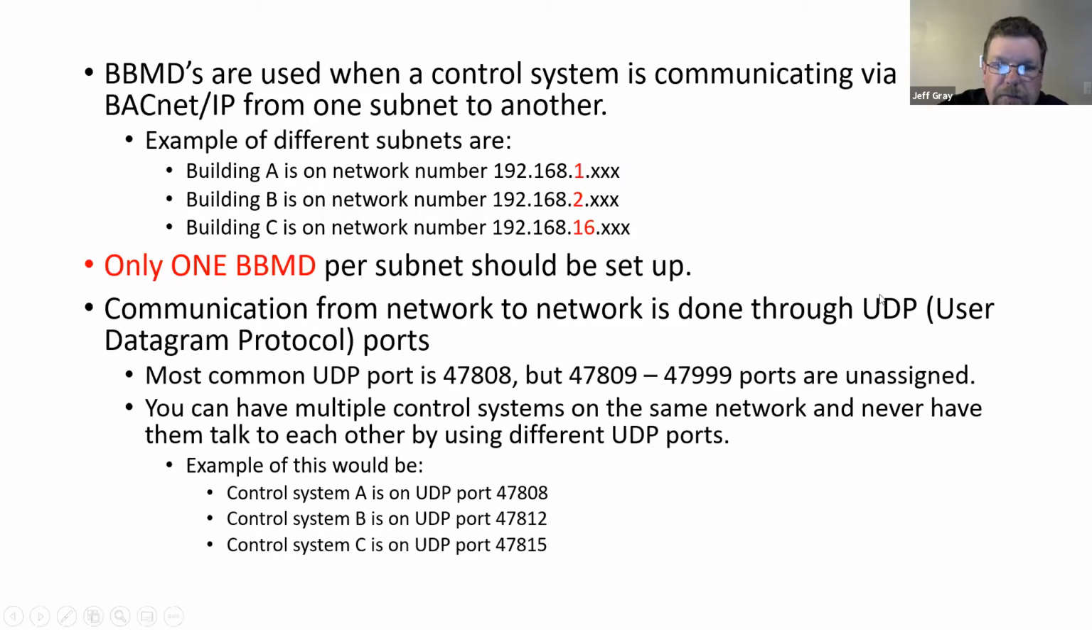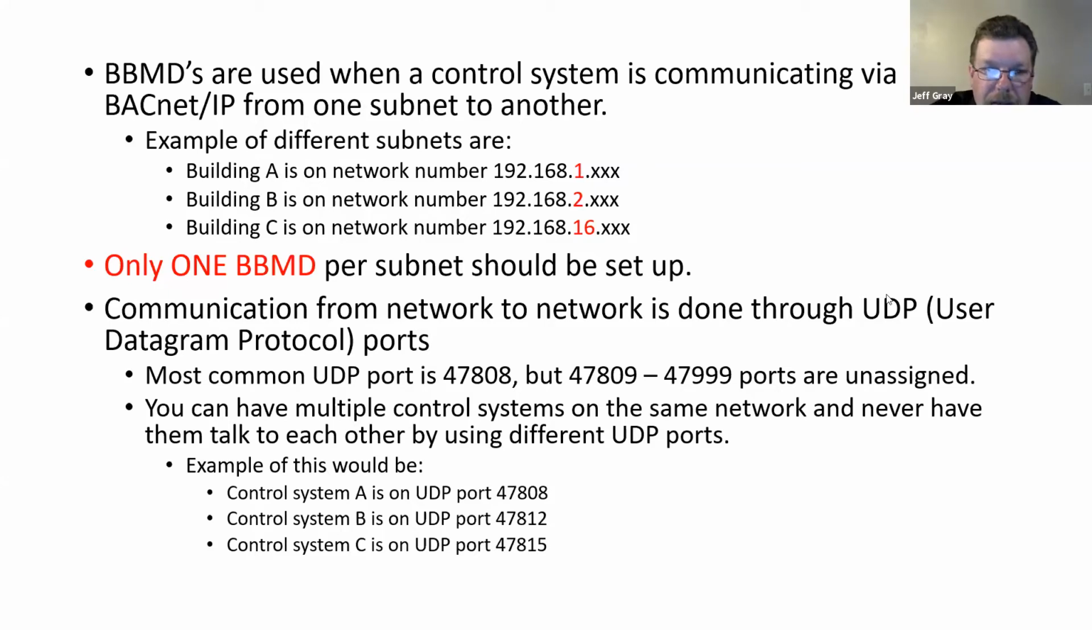Communication from network to network is done through a UDP, which is a User Datagram Protocol, port. The most common port that you'll see when you go to set up your control system, and they have it pretty much set by default, is 47808, because BACnet has reserved that port. But know that ports 47809 to 47999 are unassigned. So they're not taken up. They're free to be used.